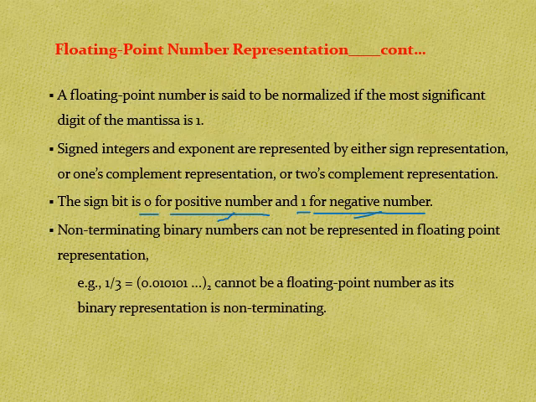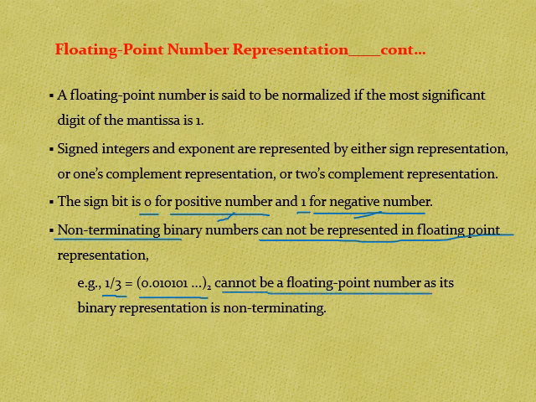One most important thing is that non-terminating binary numbers, that means numbers which are not terminating in nature, cannot be represented in floating point representation. Let's take an example, 1 by 3. 1 by 3 can be represented in this way, but it is non-terminating. That means after the point there are continuously repeating bits. So this type of number cannot be represented by simple floating point numbers.